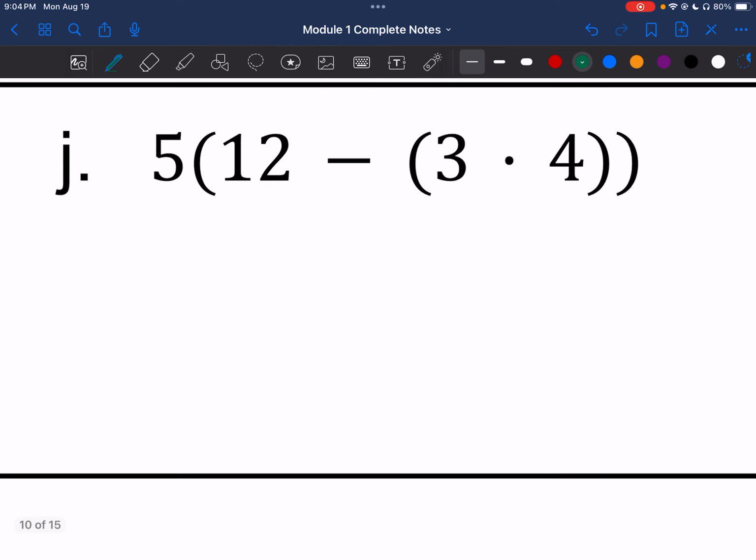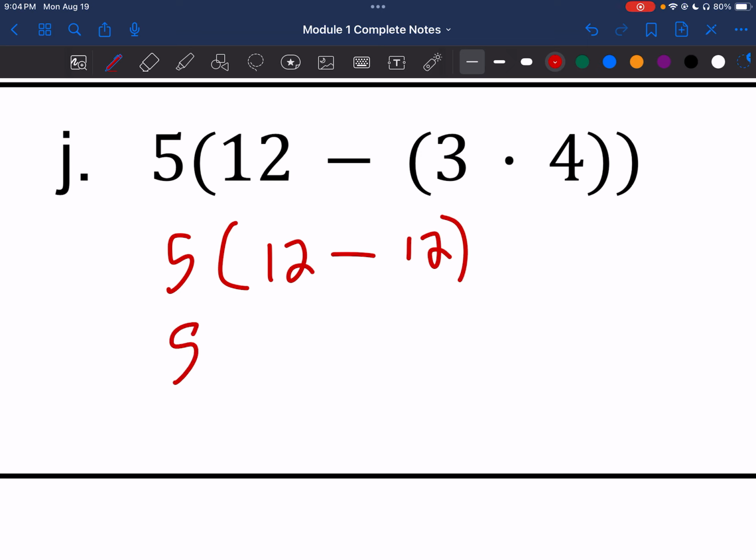All right, our last one here. We've got 5 times 12 minus, we simplify the inner parentheses, 3 times 4 is 12. 5 times 12 minus 12 is 0. 5 minus 0 is 0. And so that's the multiplicative property of 0.